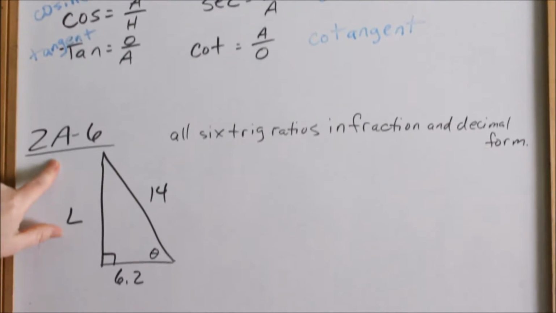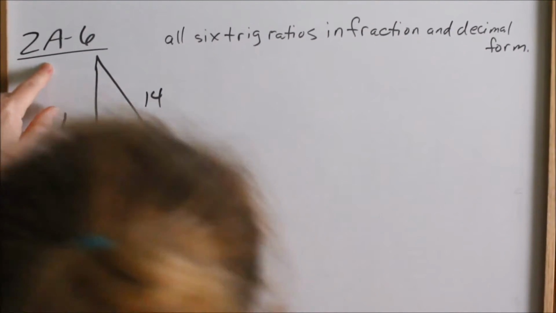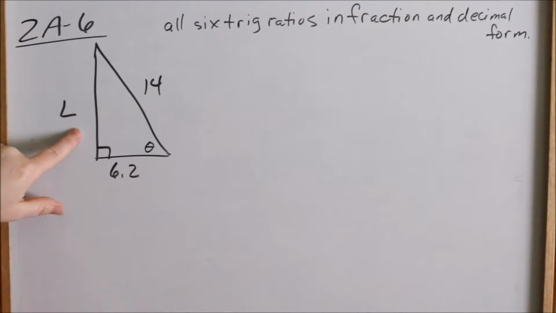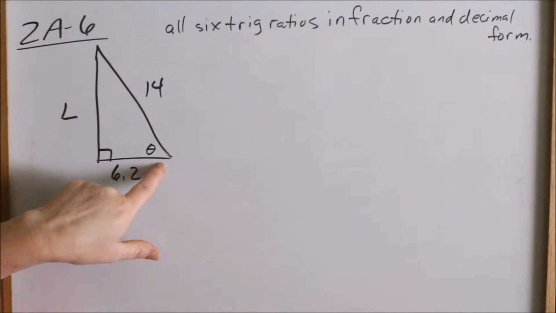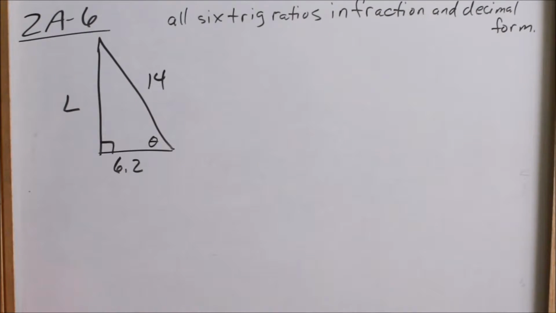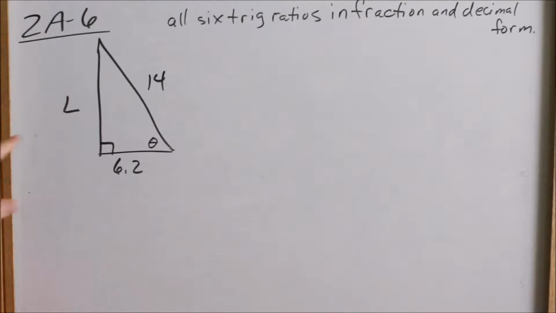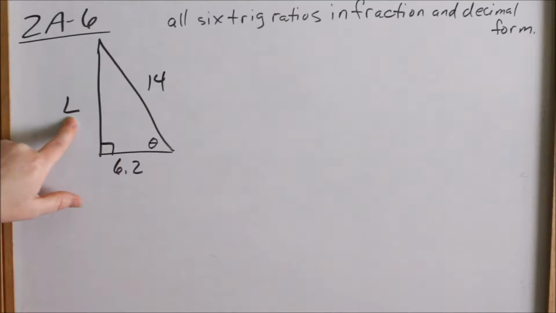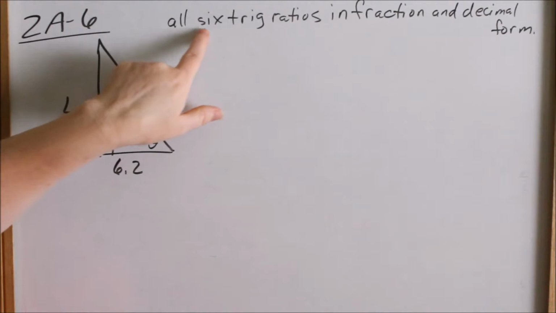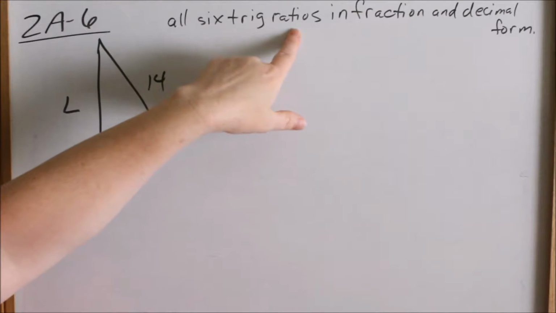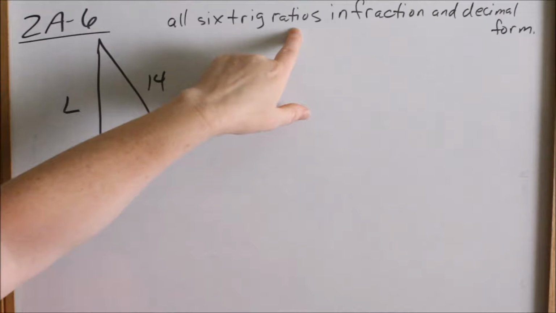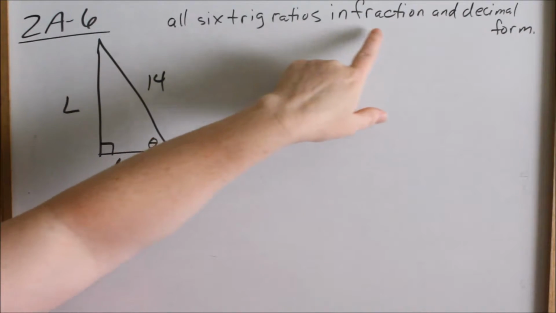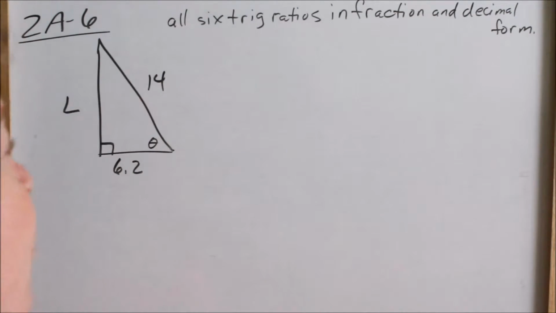Okay, so looking at 2A number 6, we have this triangle and we have theta here. It's a right triangle. Again, you can only use trig functions with right triangles. In the instructions, we need to find the missing side. Then, once we have the missing side, we need to do all 6 trig ratios. Ratio is just a fancy word for fraction. We're going to do the 6 trig ratios in fraction form and in decimal form.